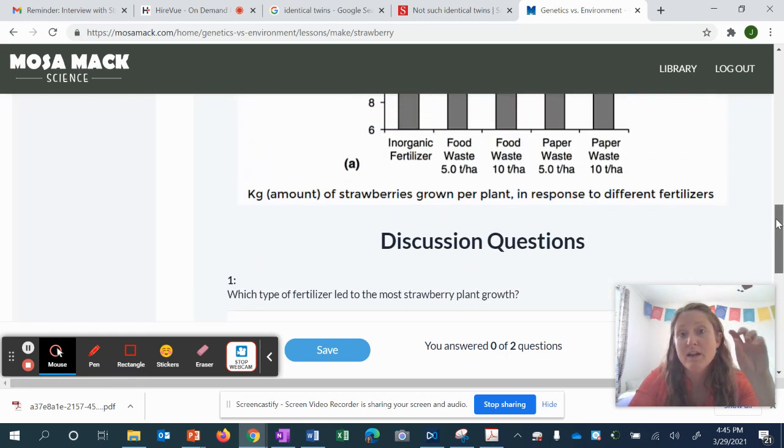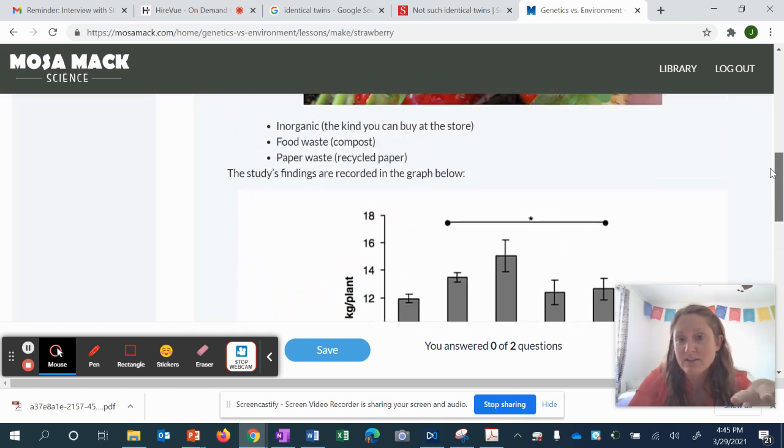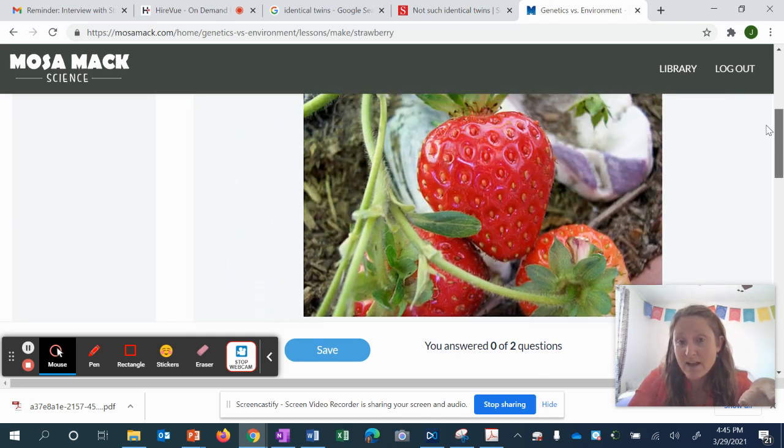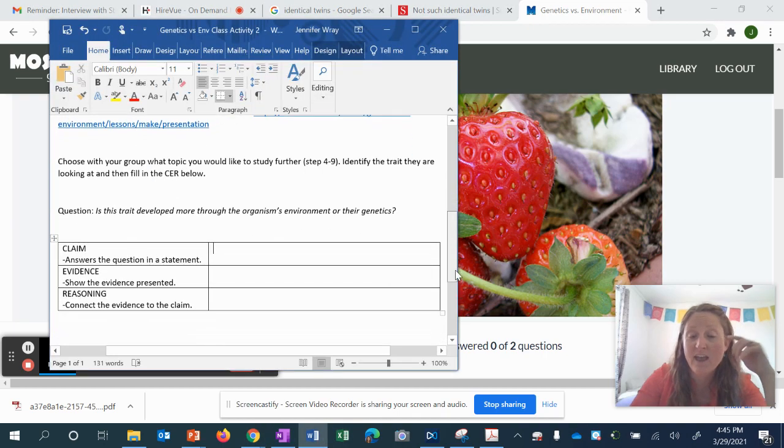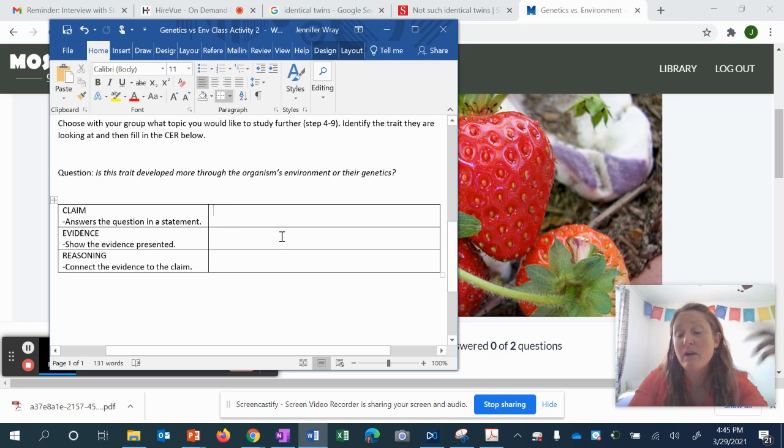So you and your group will take the time to read and understand the study and the trait that you chose, and then you'll complete the CER. And again, everybody does their CER, but you have your group to support you and to talk about it.